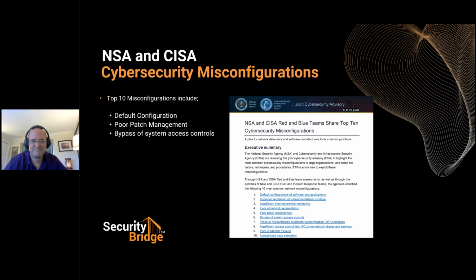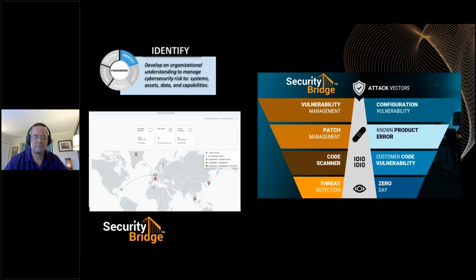And they came up working with CISA on the top 10 misconfigurations, and 3 of them are default configuration, poor patch management, and bypassing of system controls. I'm going to talk a little bit today through the NIST framework, which I think is something we're really excited about. Barry, if you would. Thank you. So we'll start with identify.